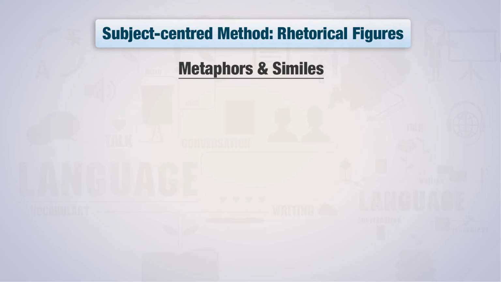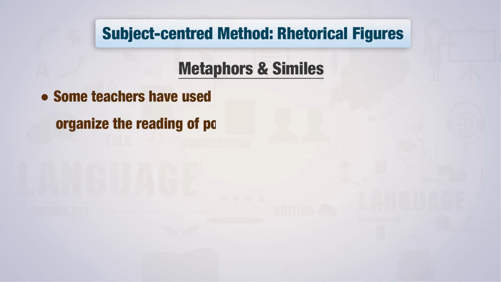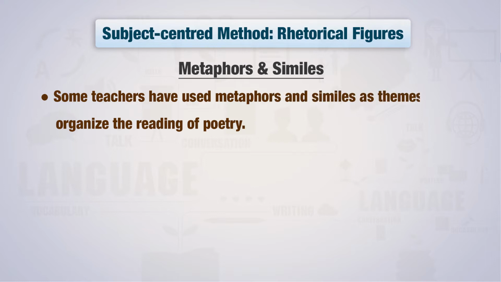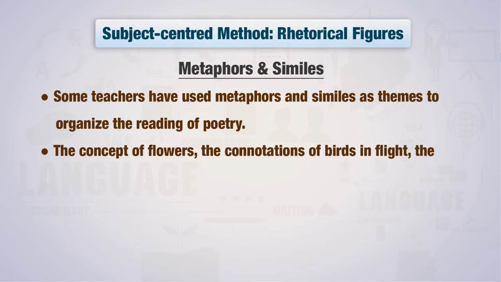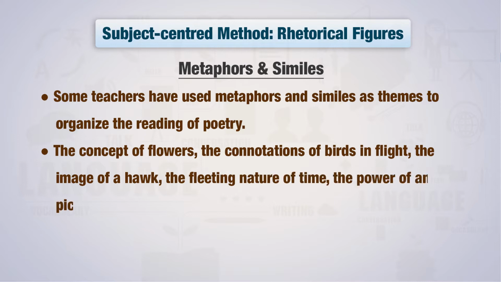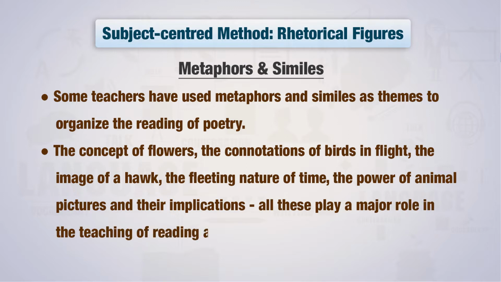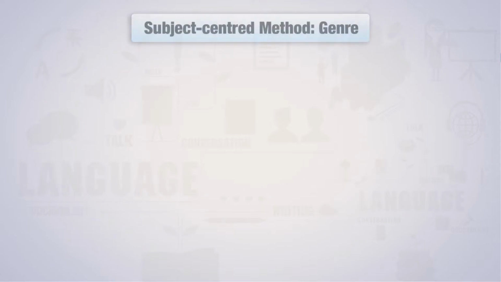When we talk about metaphors and similes, many teachers have used these as themes to organize a reading of poetry. The concept of flowers, the connotation of birds in flight, the image of a hawk, the fleeting nature of time, the power of animal pictures and their implications, all these play a major role in the teaching of reading and understanding poetry. Yet another way is genre analysis.